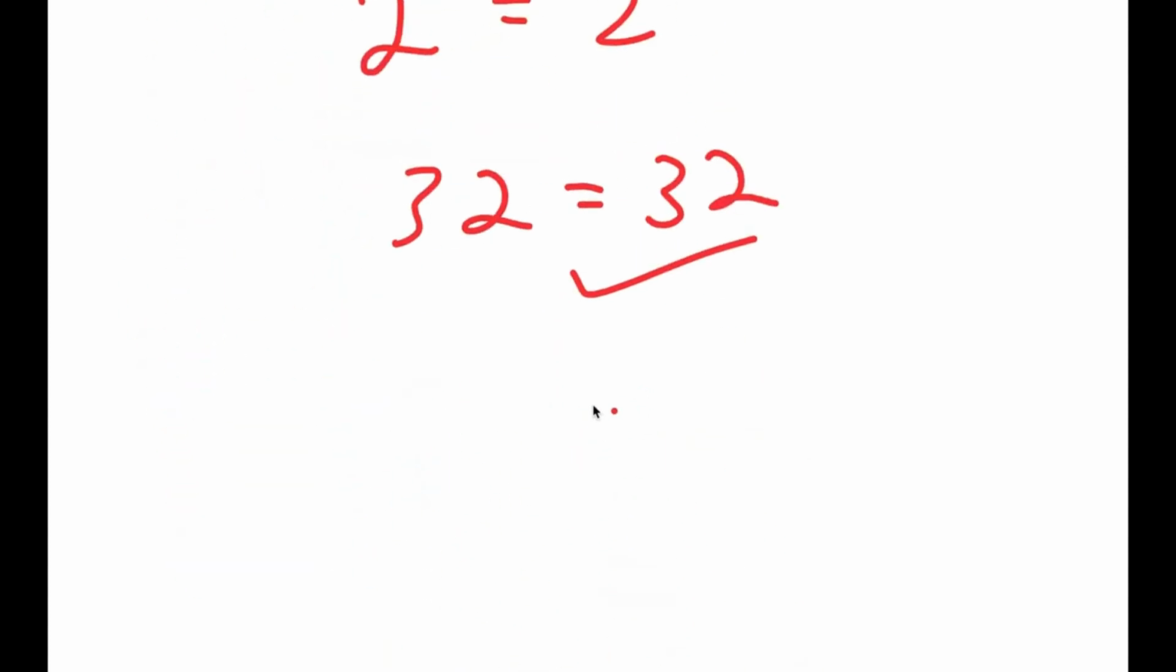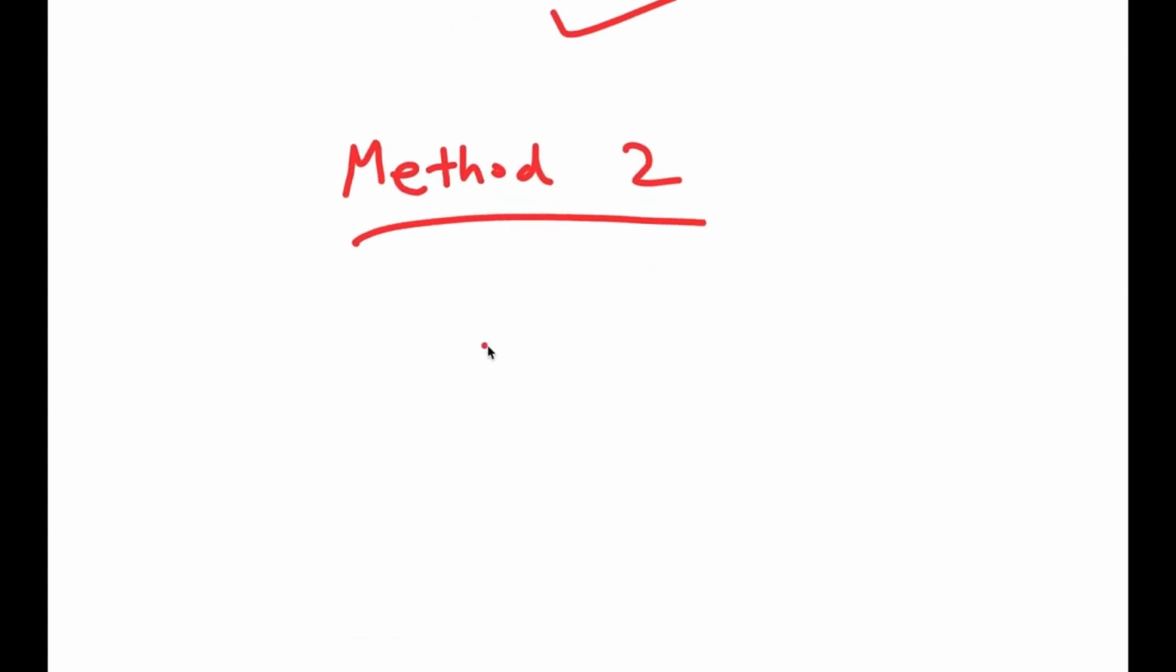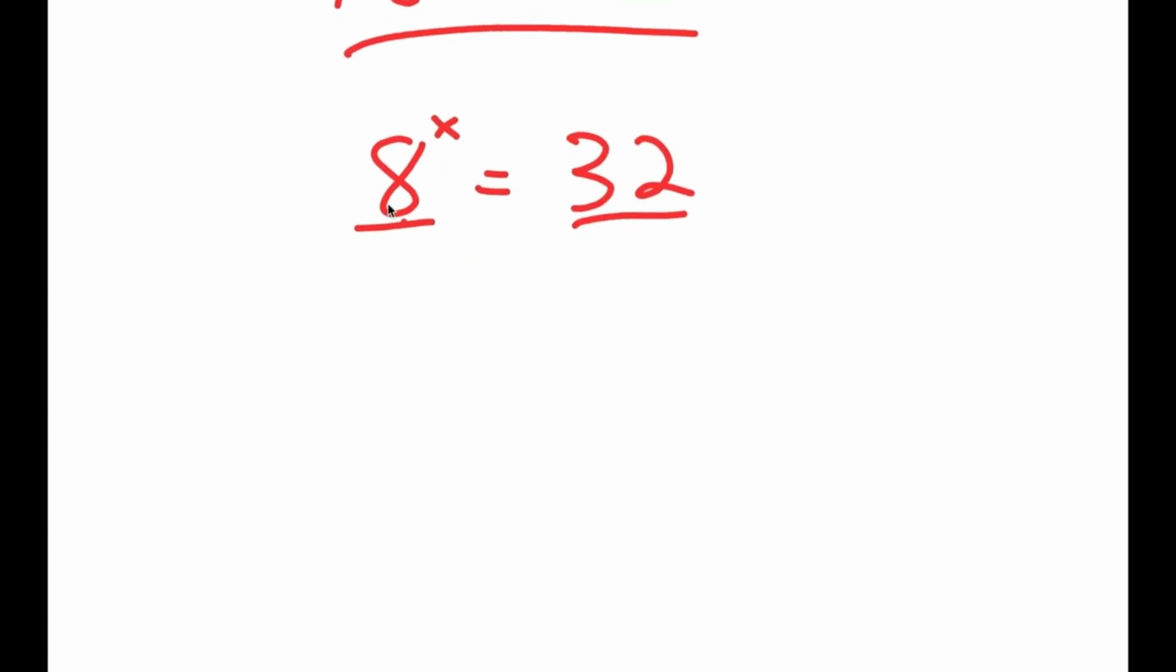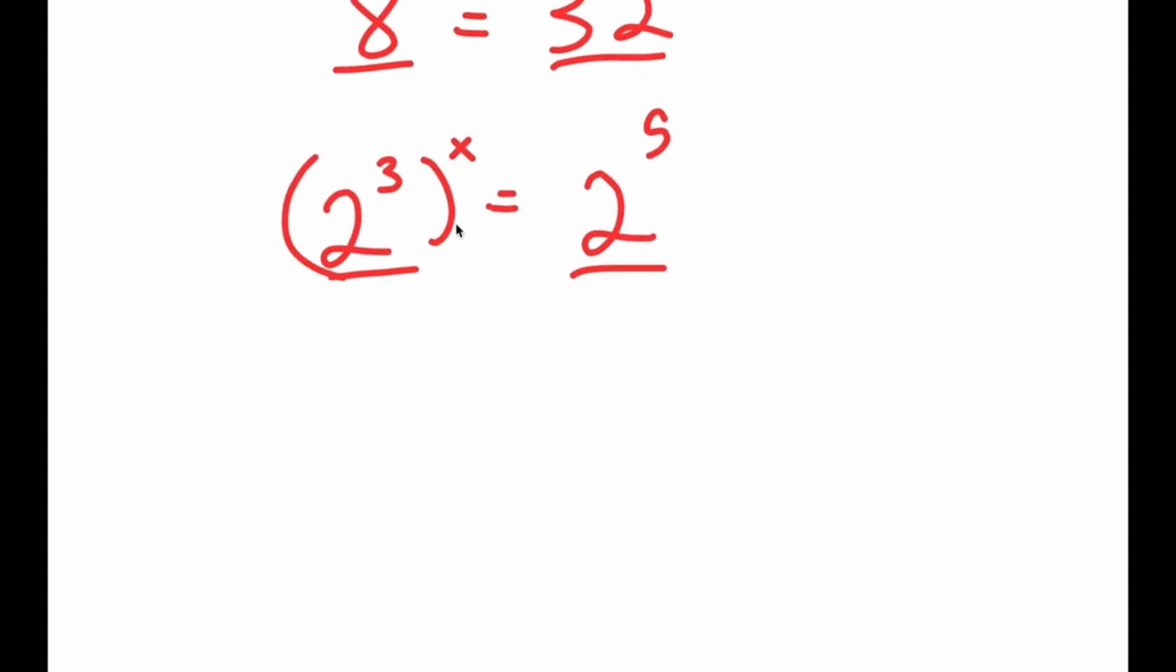This is right. Now, I also have a second method of solving this problem. So for the second method, we have the same equation, 8 to the power of x is equal to 32, and this is a simpler method. For this method, I'm actually just going to start by rewriting these two numbers. So 8, I'm going to rewrite as 2 to the power of 3, and 32, I'm going to rewrite as 2 to the power of 5. So I'm rewriting both of these with the same bases, which now makes them much easier to solve.